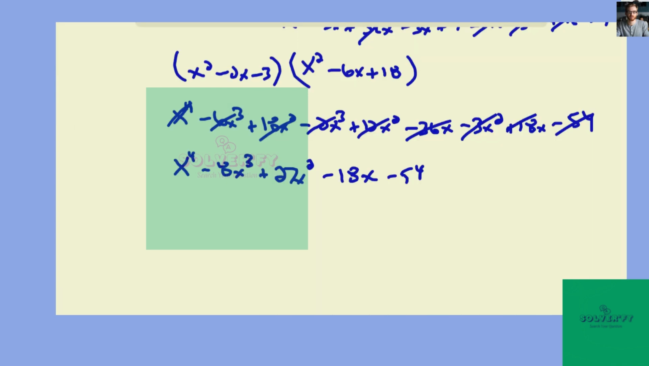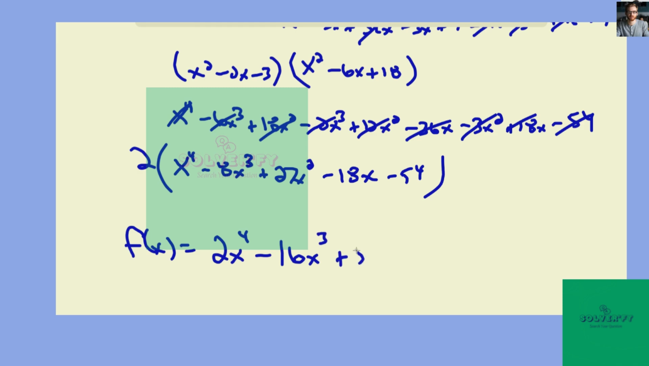So, okay, our final function, what you're putting in the box here, is 2x to the 4th, because we had to double this. 2x to the 4th minus 16x cubed plus 54x squared minus 36x minus 108.